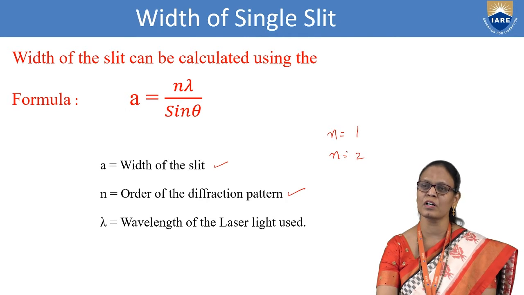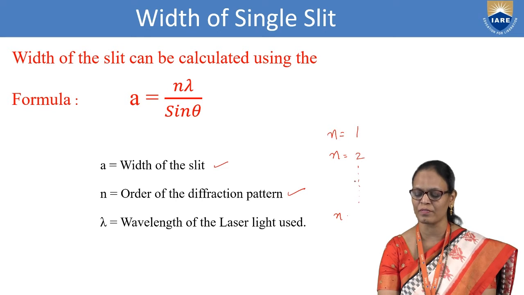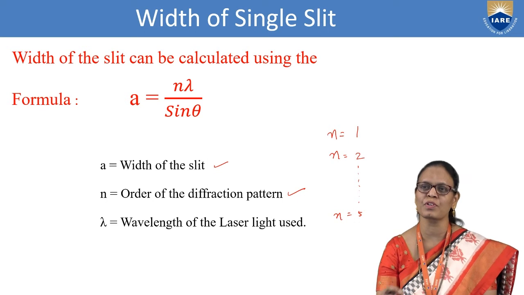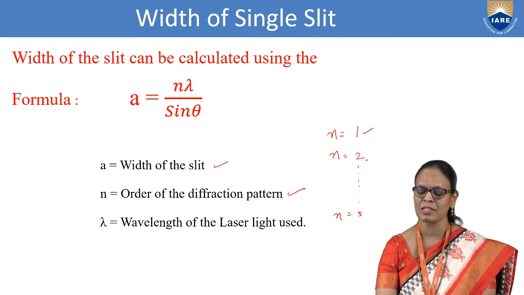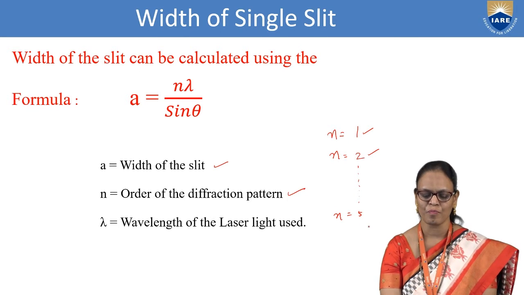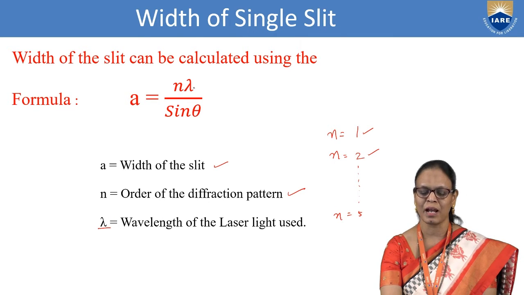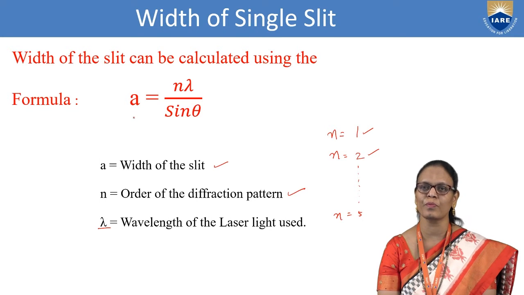We also have different orders. We may have more diffraction patterns, maybe of the order n equal to 3, 4, 5 and so on. But they are so dim and so narrow that it may be difficult for us to determine the distances. So we are considering here the first order and second order, even though we are able to see the higher orders also, but they are very dim and very narrow. Now the wavelength of the light is given by λ. So you can calculate using the values n, λ and θ, and you can calculate the width of the slit.